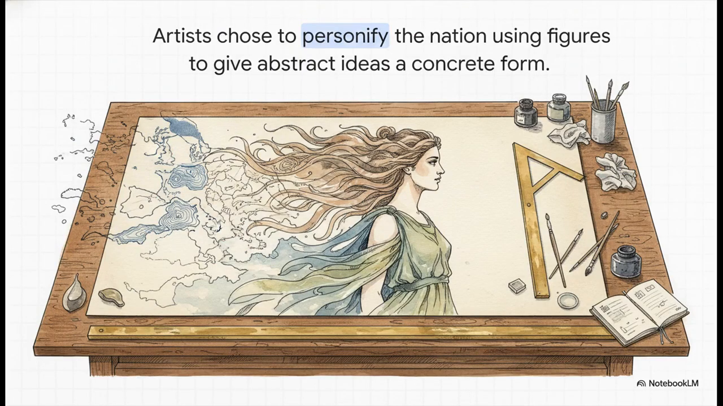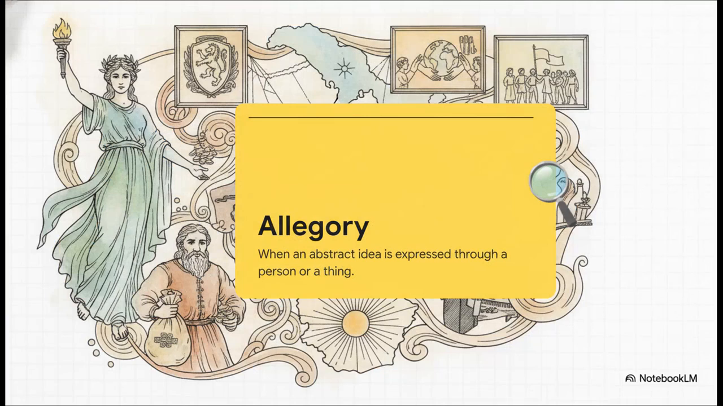Well, the solution artists came up with back in the 18th and 19th centuries was incredibly clever. They decided to literally personify the nation. Basically, they represented the country as if it were a living person. And specifically, they almost always chose to use female figures. Now, what's really important to catch here is that the female form they painted didn't stand for any real-life specific woman. Instead, it was a totally deliberate artistic choice just to give the abstract idea of the nation a concrete, visible form.